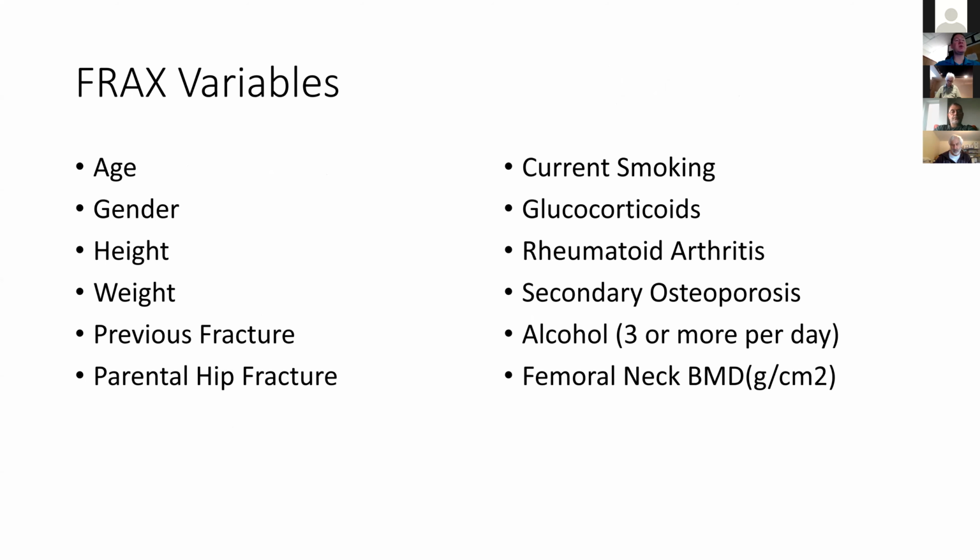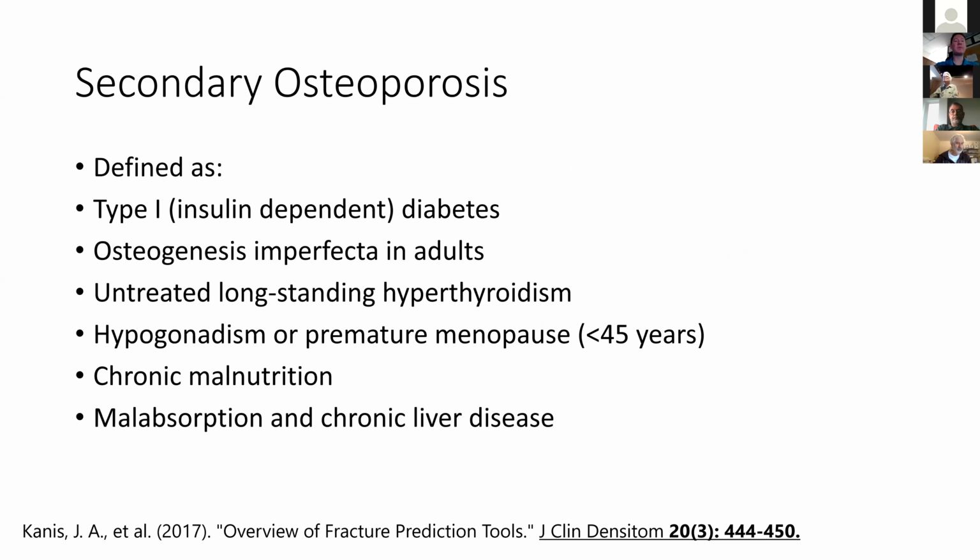I'm sure most people here are aware of the FRAX variables, but they include age, which is one of the strongest variables as well. They include femoral neck BMD, gender, height, weight, prior fractures, hip fractures in the parents, smoking, glucocorticoids, secondary osteoporosis, rheumatoid arthritis. So these are all obviously variables that have a fair amount of signal in them and therefore can be aggregated amongst different jurisdictions to try to create an aggregate score for future fracture risk.